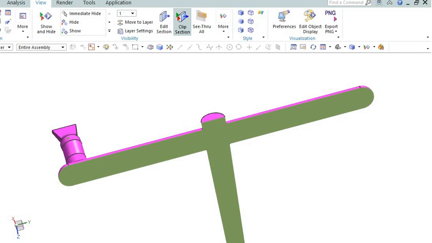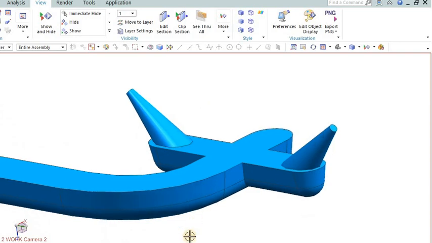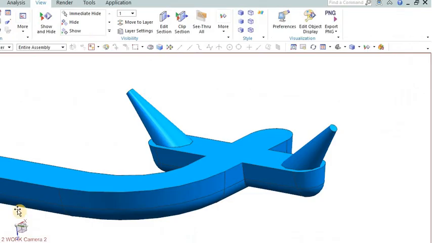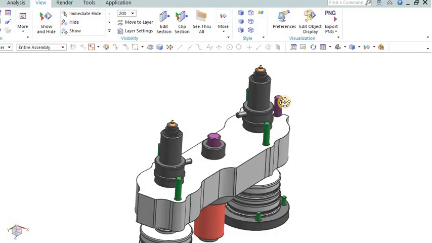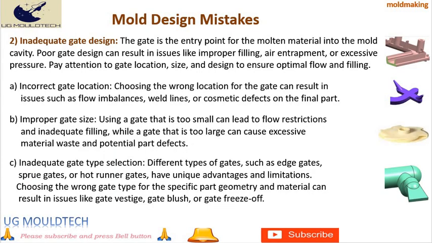C. Inadequate gate type selection. Different types of gates, such as edge gates, sprue gates, or hot runner gates, have unique advantages and limitations. Choosing the wrong gate type for the specific part geometry and material can result in issues like gate wastage, gate blush, or gate freeze-off. Friends, next point in injection molding design tips is 3.